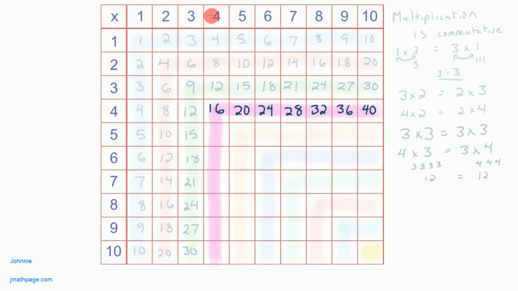If we want to know 5 times 4, we know that it will be the same as 4 times 5, which was 20. 6 times 4 is the same as 4 times 6, 24. 7 times 4 is the same as 4 times 7, which gave us 28. 8 times 4 is the same as 4 times 8, which is 32. 9 times 4 is the same as 4 times 9, which was 36.